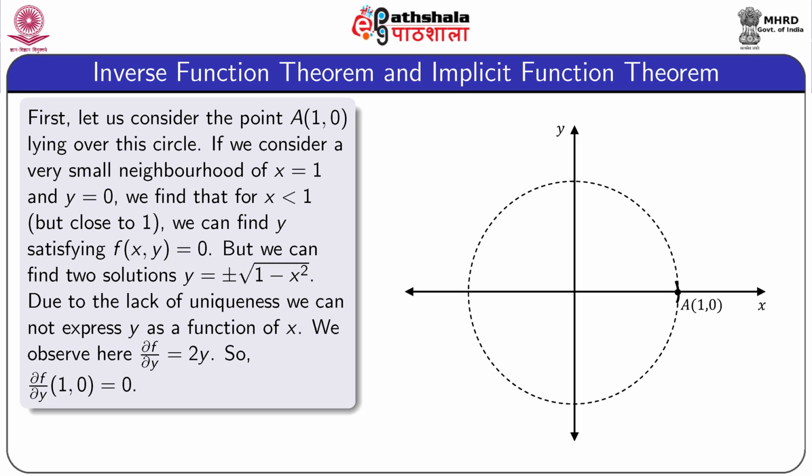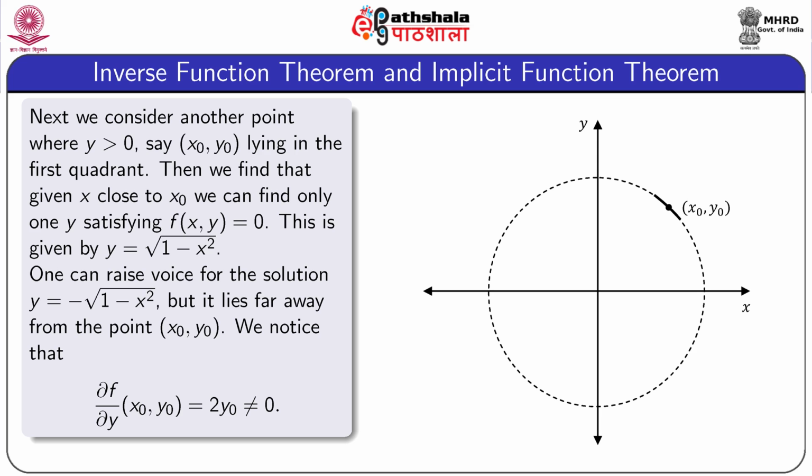But we can find two solutions for y. Those are given by y equal to plus minus square root of 1 minus x square. Due to lack of uniqueness, we cannot express y as a function of x. We observe here del f del y is equal to 2y. So, the value of del f del y at the point (1, 0) is 0.